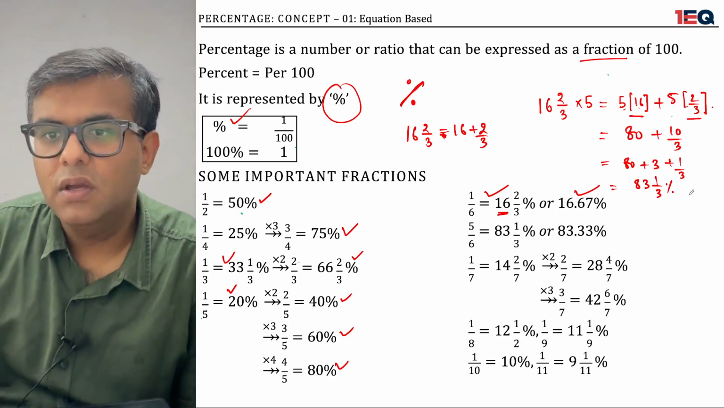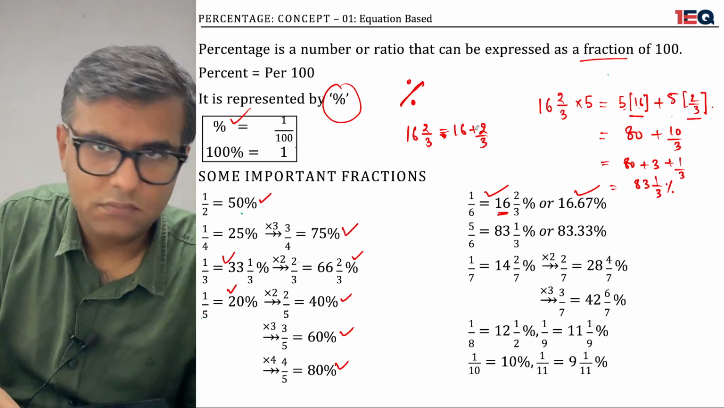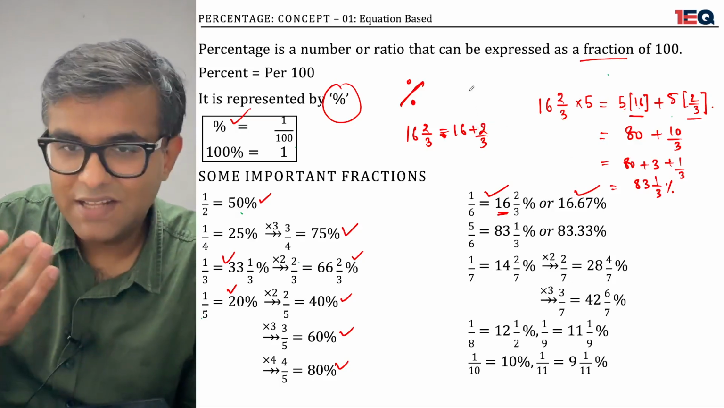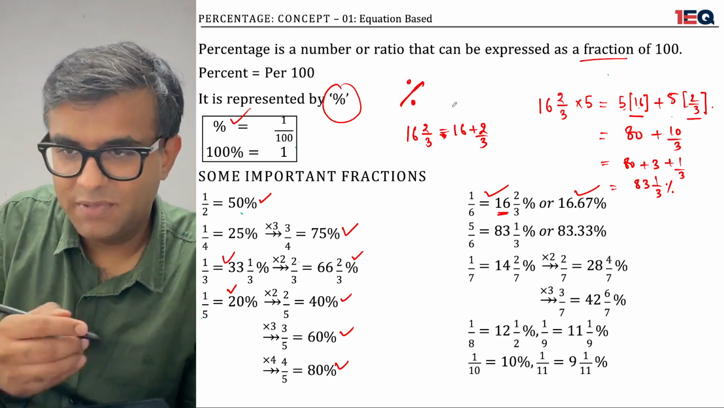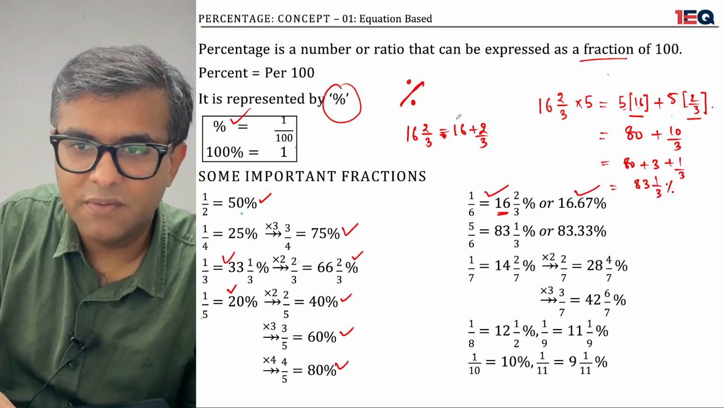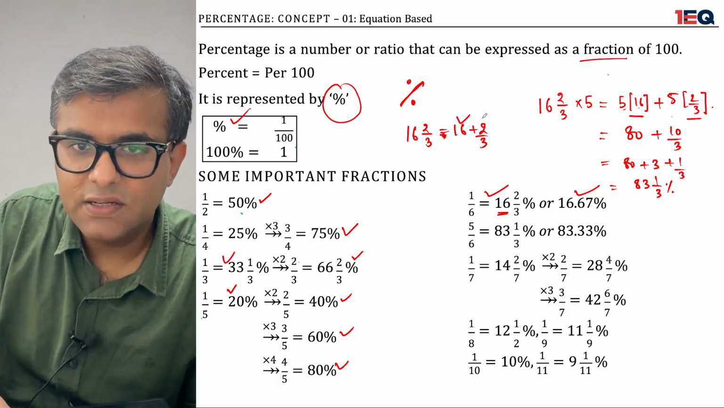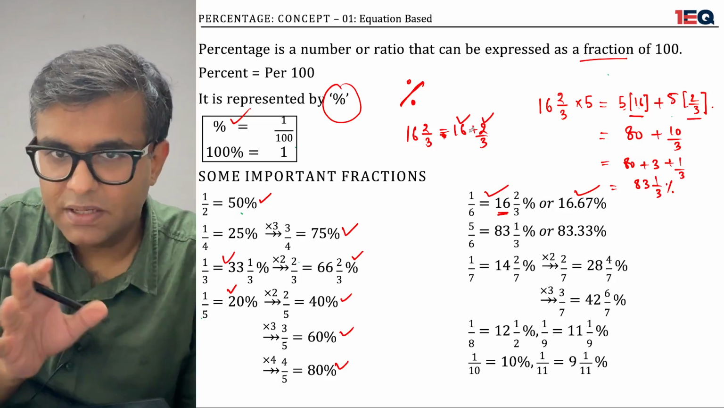Did I make myself clear? I really wish you could tell me back in some way, but maybe we would have comments and something coming up very soon. Okay, 16 2 by 3. This is how you can split.